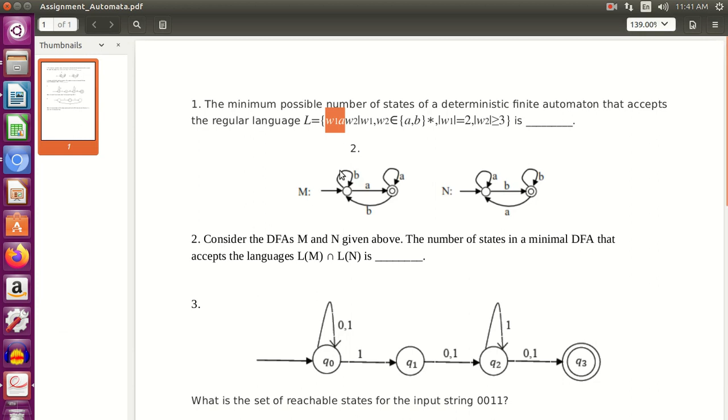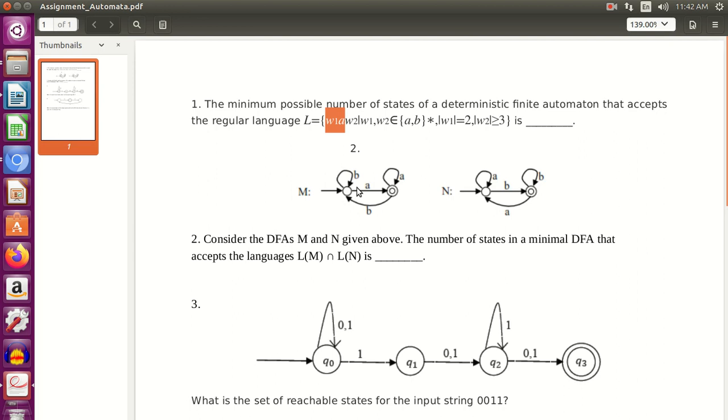So this is the next question. This is the diagram for the next question. Consider the DFAs M and N given above. So this is a DFA M and this is a DFA N. The number of states in a minimal DFA that accepts the language LM intersection LN is. So basically you are asked to find the intersection of these two languages.